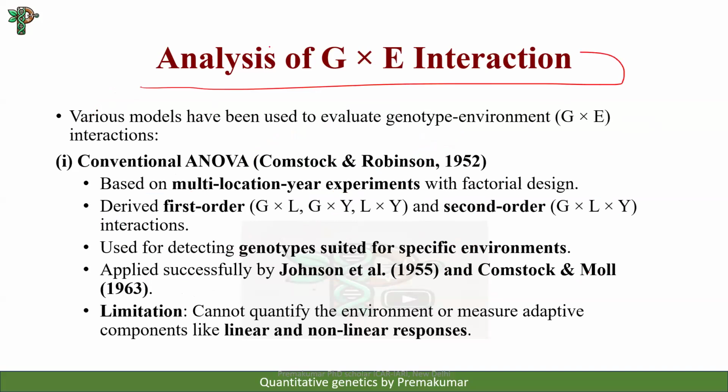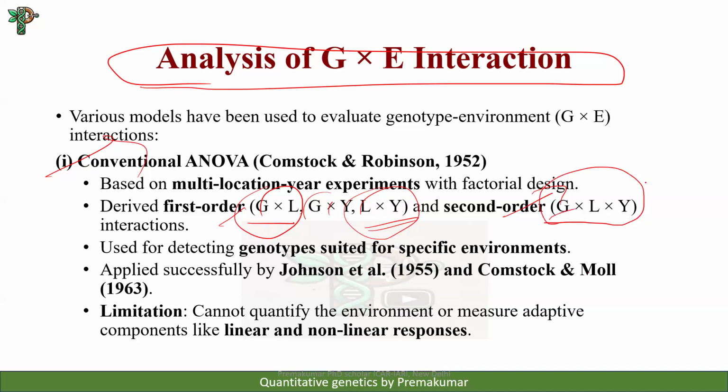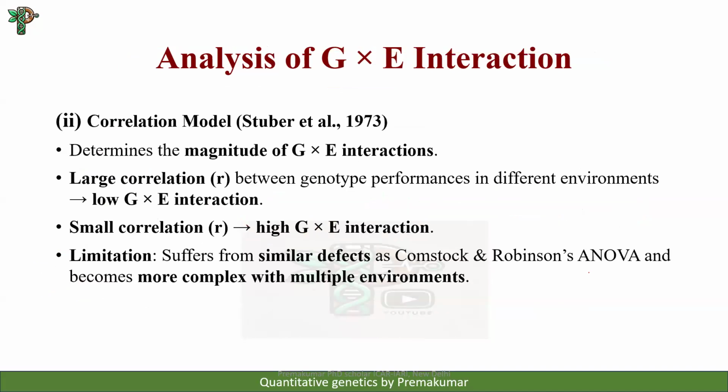Then we can analyze the GE interaction by classical ANOVA. You can split the variance component into G into location, G into year, or location into year. This is first order. In second order, we can combine all the things: G, L, Y. Then we can split the variance components: how much variance is due to G into L, how much is G into Y, how much is L into Y. Based on that, we can estimate the amount of GE interaction in the population.